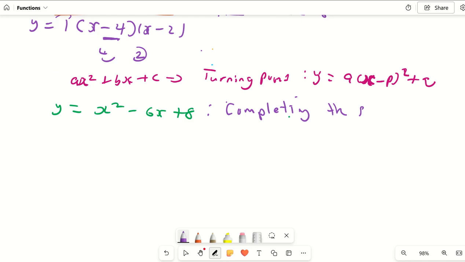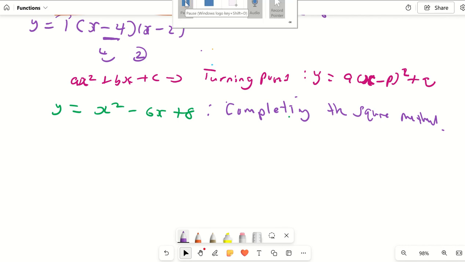Completing the square method. I actually have a shortcut. Must I show you the shortcut? Yes. I'm going to show you the shortcut method that I devised from the Drago Education textbook. Just hold on, and then I'll show you the shortcut just now. Yeah, so, completing the square method.